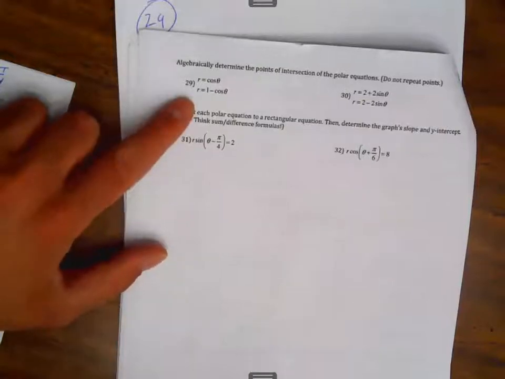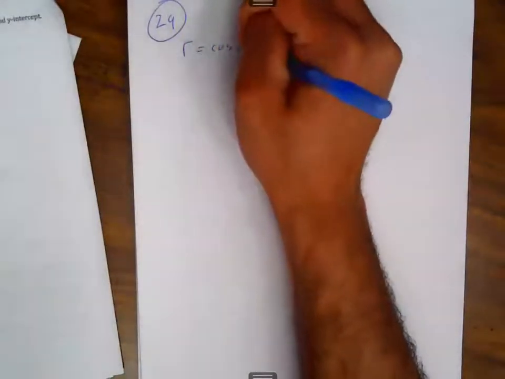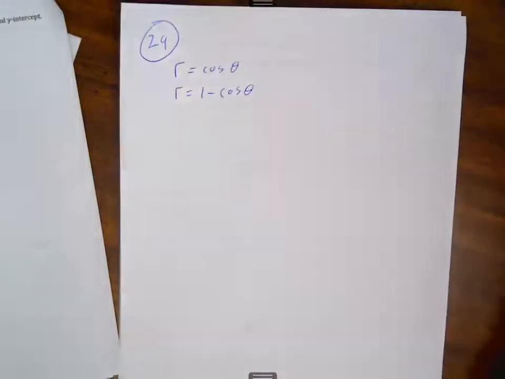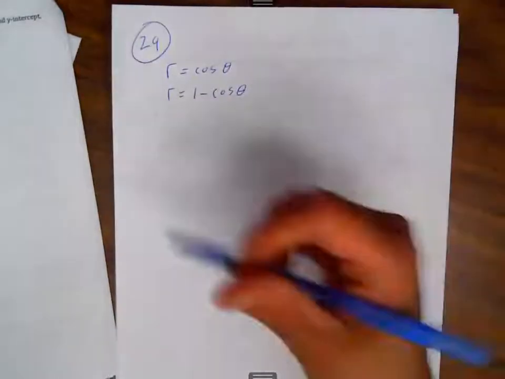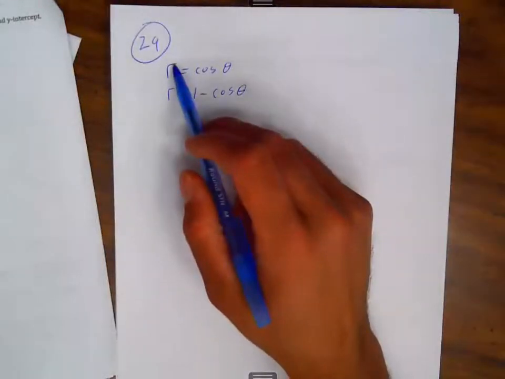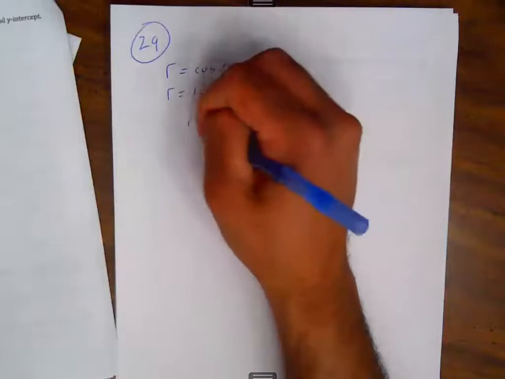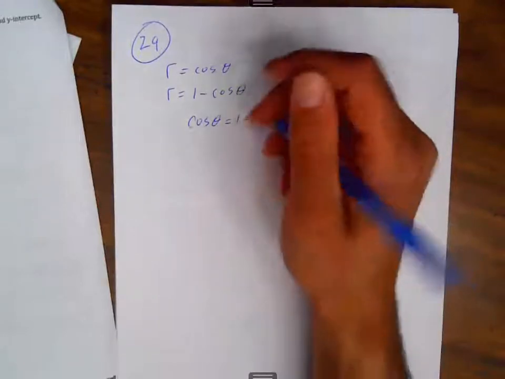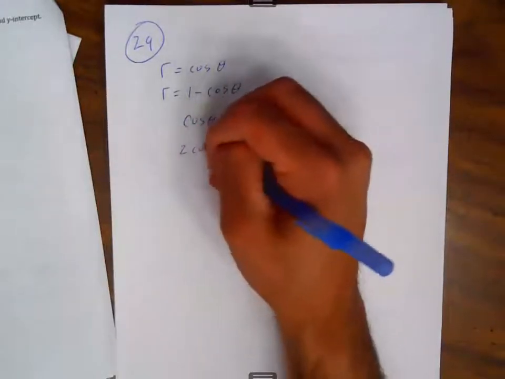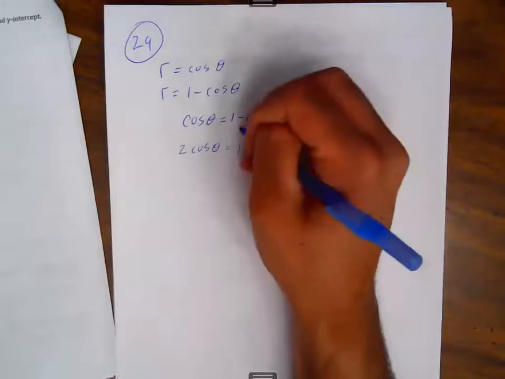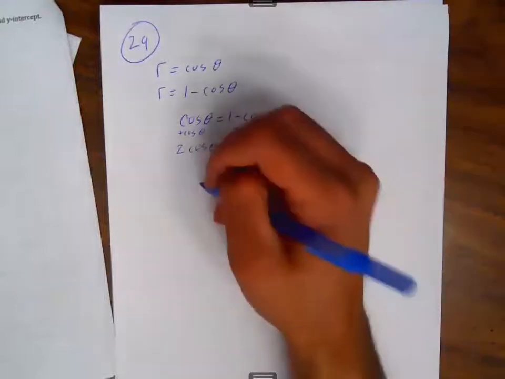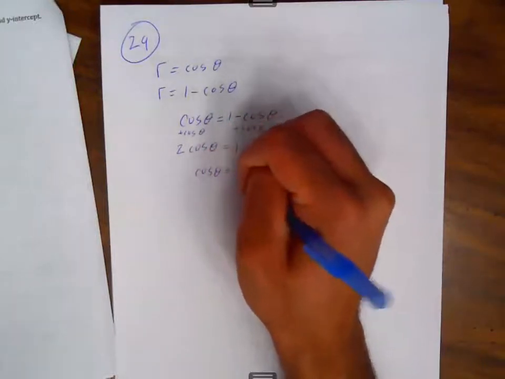All right, so what we're going to do is kind of treat this like a system of equations. We have r equals cosine of theta and r equals 1 minus cosine of theta. So when we want to find points of intersection, we're basically solving the system. We could do that by substitution. We know that r is equal to r, so we could set cosine theta equal to 1 minus cosine theta. We solve by isolating cosine theta by adding it to both sides, so that's 2 cosine theta equals 1, and then divide by 2.